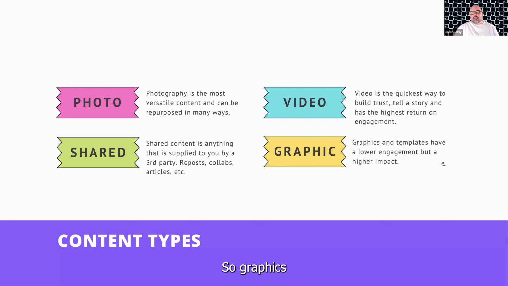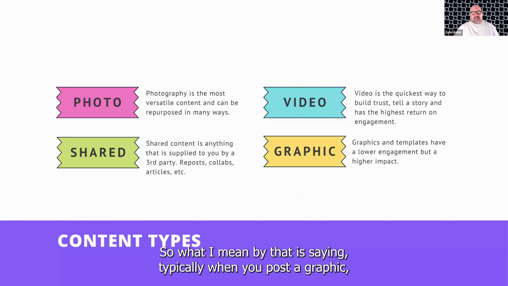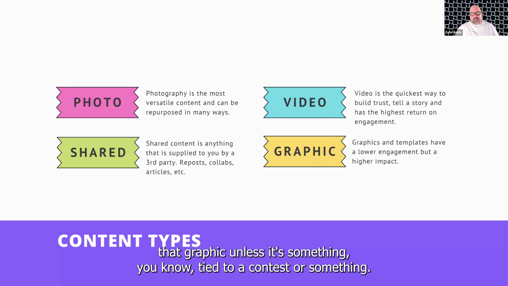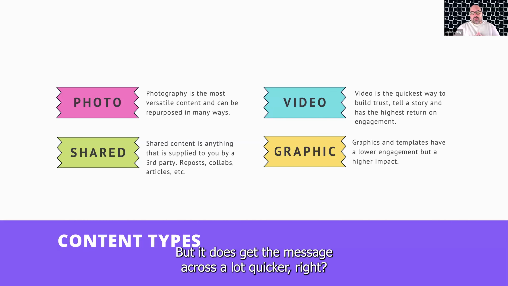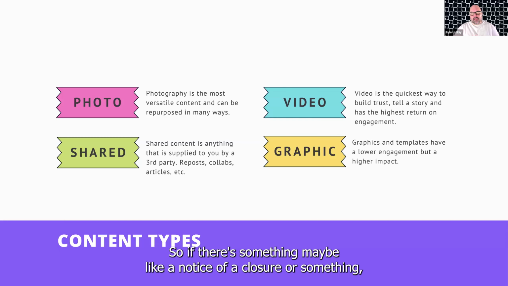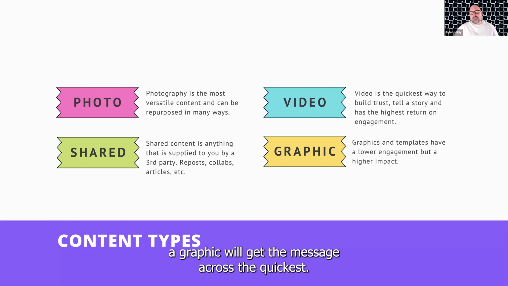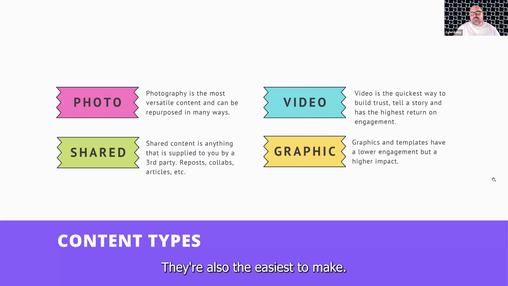So graphics and templates have the lowest engagement, but they have the highest impact. So what I mean by that is, typically when you post a graphic, most people generally aren't gonna share that graphic unless it's tied to a contest or something that's a really important announcement. But it does get the message across a lot quicker, right? So if there's something maybe like a notice of a closure or something that you need people to just understand quickly, a graphic will get the message across the quickest. But I wouldn't anticipate it going viral. It's more of an efficiency thing. They're also the easiest to make.